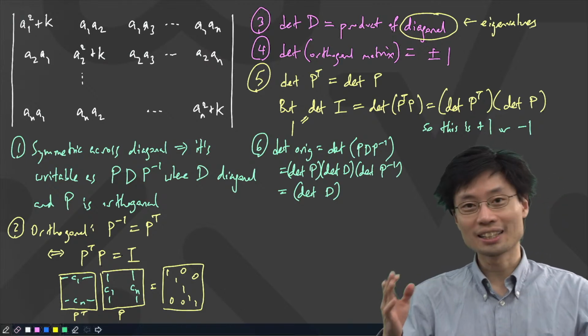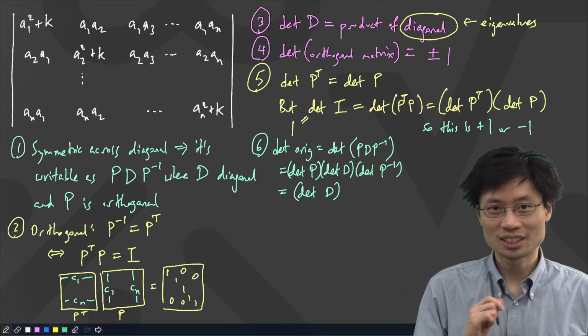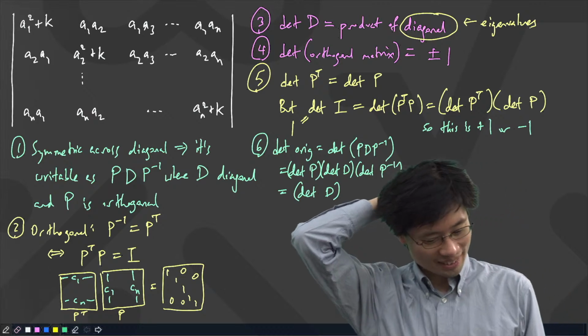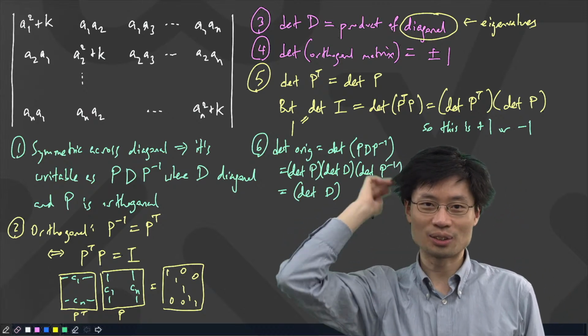Right. So the diagonal happens to be the eigenvalues. And so I just need to find out what all the eigenvalues are. Oh boy, that looks like it. Okay, so this is interesting.